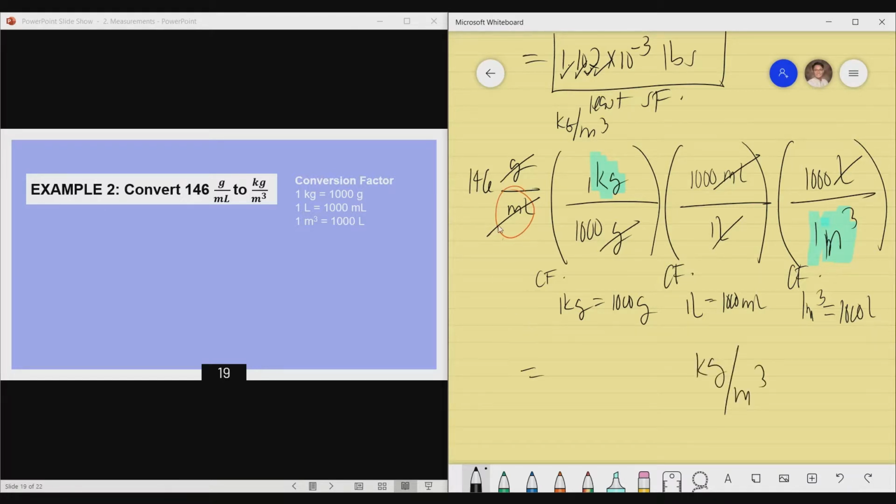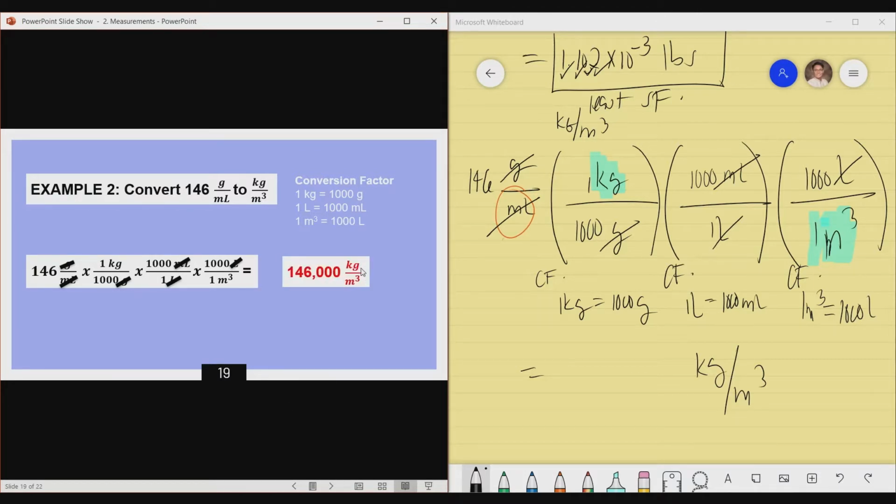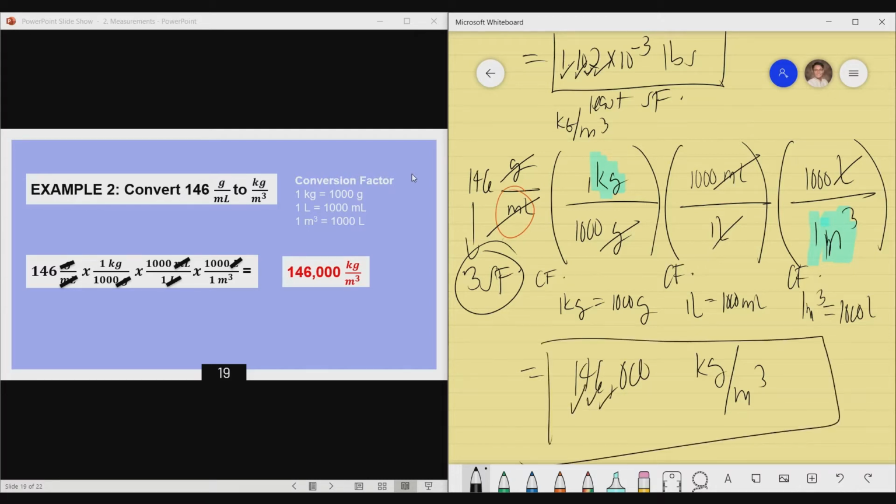Ganun lang po kadali. Okay? And then input sa calculator, cancel, cancel, cancel. Yan din yung natira. Kilogram per cubic meter. The answer is 146,000 kilogram per cubic meter. Again, the following conversion factors are constants or exact numbers, so they will not be candidates for your least significant figure. Only 146. Now 146 is 3 significant figure, so 146,000 is only 3 significant figure, so indeed this is the final answer.